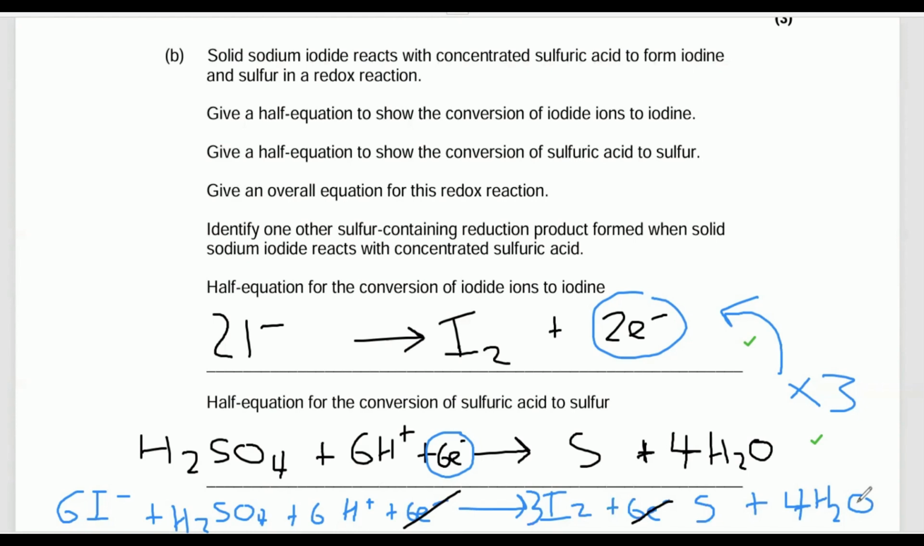And I should just make sure it's electrically balanced. There's 0 charge on the right. I've got 6 plus hydrogens here, but I've got 6 negative iodide ions. That's why. So they're all balanced up and it's 0 charge. So lovely jubbly. Do your double checks. Check if it's atomically balanced or elementally balanced, however you want to word it, and then check if it's balanced in terms of electric charge.